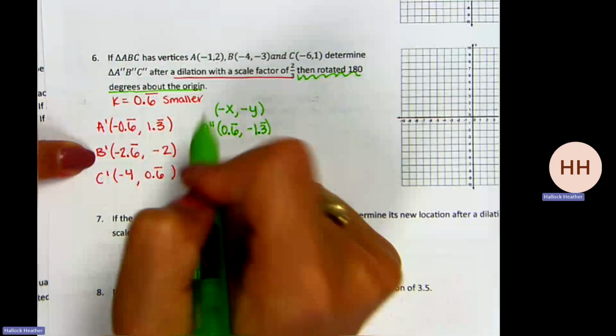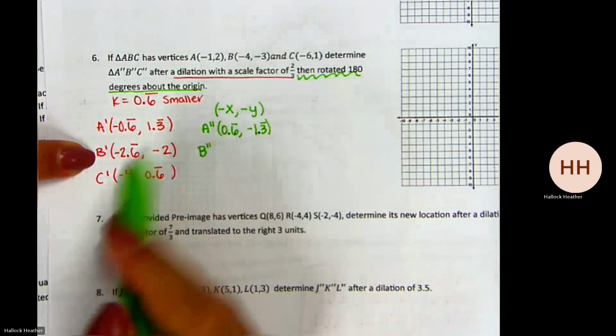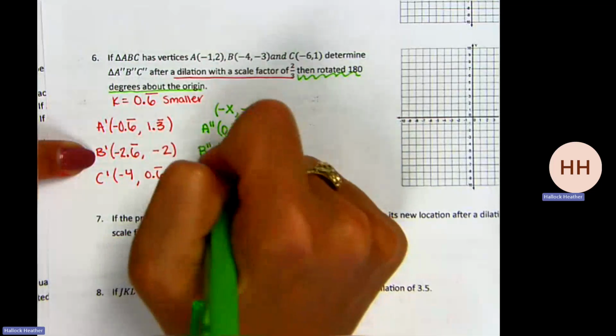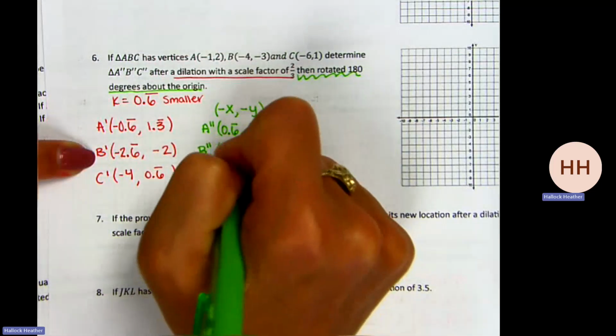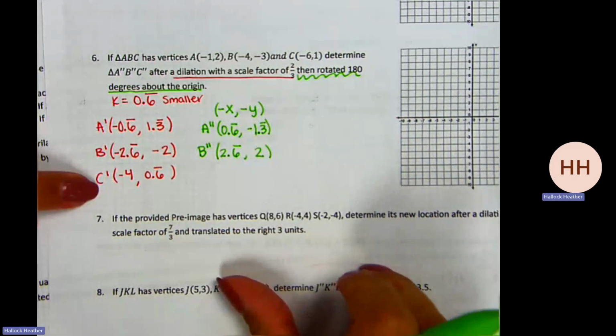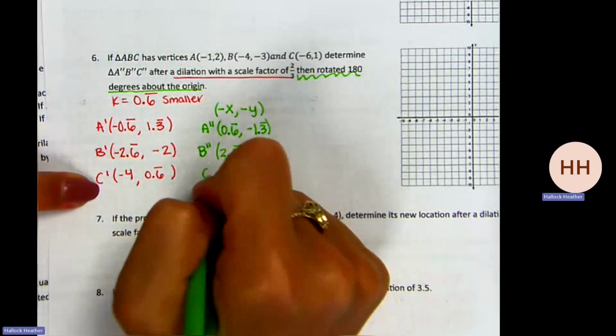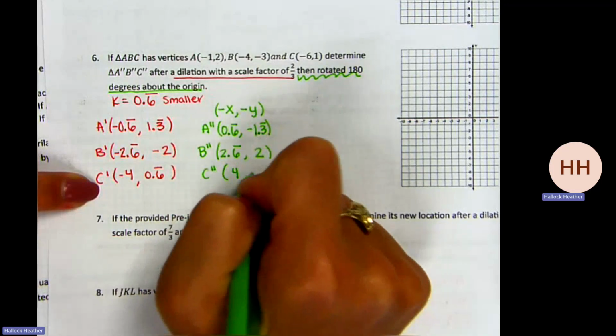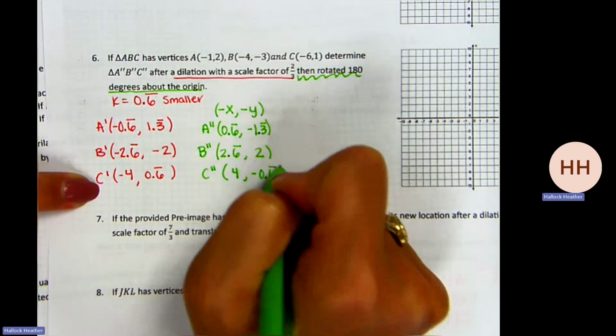B prime, same thing. This was negative, so now it's positive. This was negative, now it's positive. So B is completely positive. So it's just changing the sign. And then C, the front number will be positive, the back number will be negative. So 4, negative 0.6 repeating.